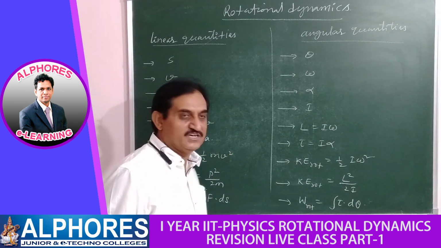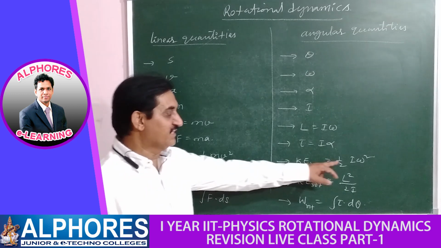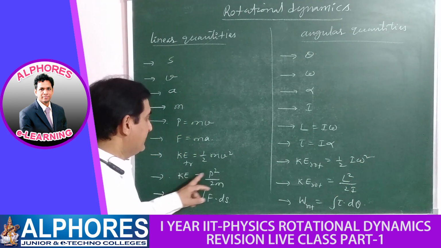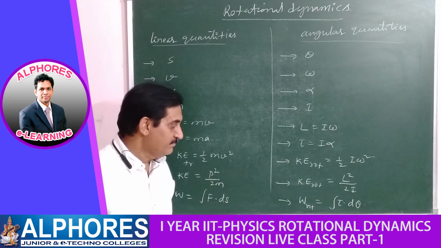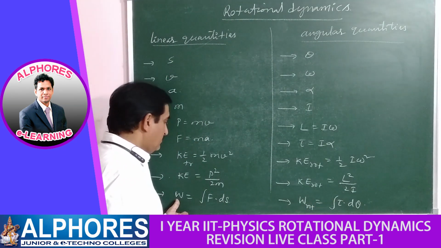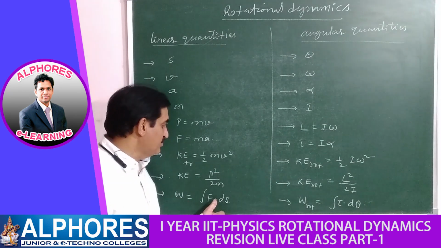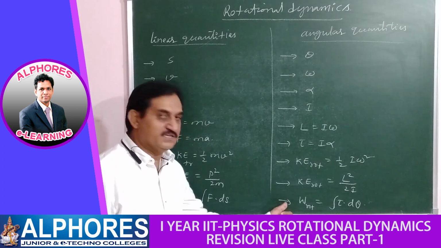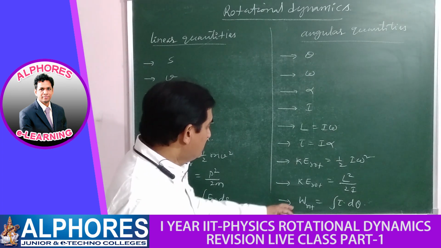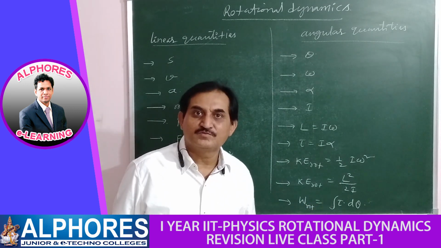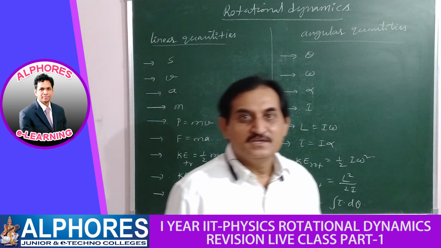Translational kinetic energy is half m v square. Rotational kinetic energy is half I omega square. So kinetic energy equals P square by 2m, and rotational kinetic energy is L square by 2I. Work done in translational motion is the integration of F ds. In rotational motion, the work done is equal to the integration of tau d theta.